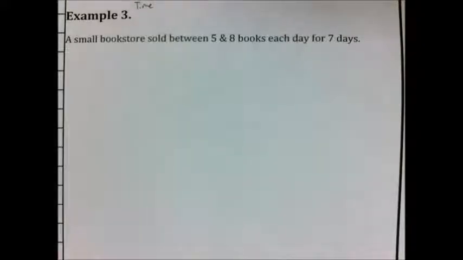It says that a small bookstore sold between 5 and 8 books each day for 7 days. So I want you guys to stop the video real quick, draw your own graph, and then check to see if you did it right.